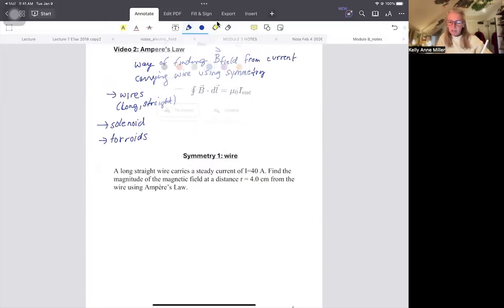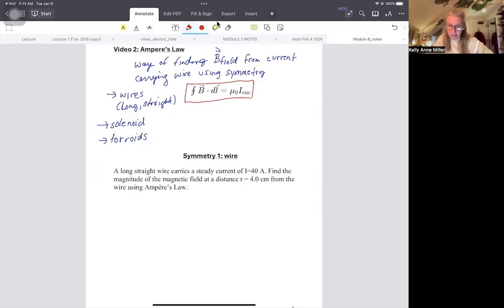Okay, so let's first look at Ampere's law. So this is Ampere's law here. And remember I mentioned it's very similar to Gauss's law. So you've got a left-hand side of the equation and a right-hand side of the equation, and you're setting them equal to each other, and then you're basically solving for the B field.